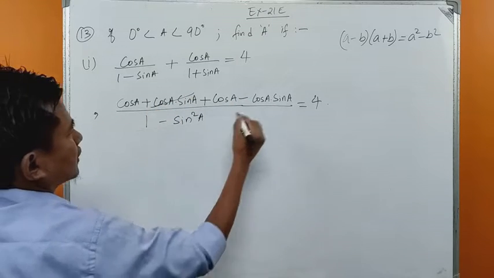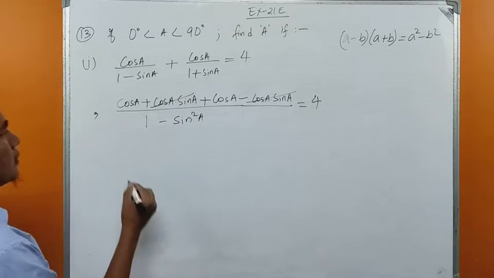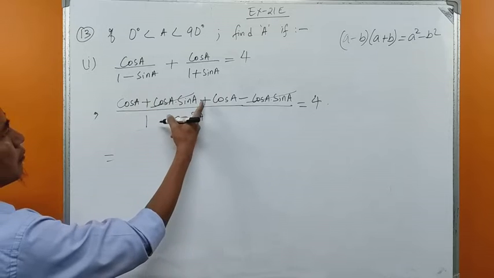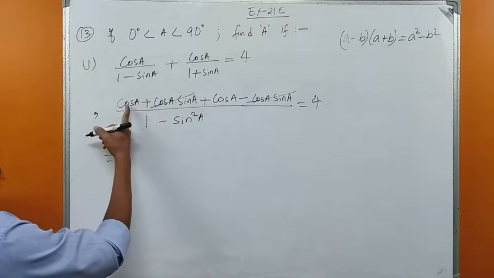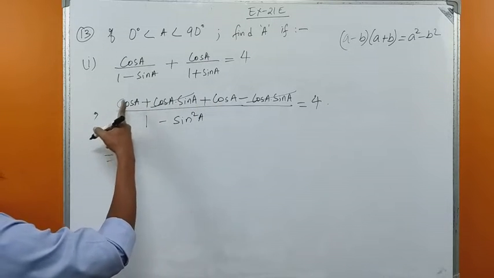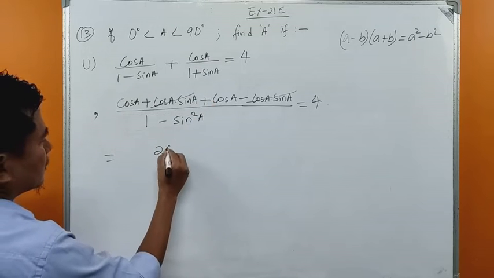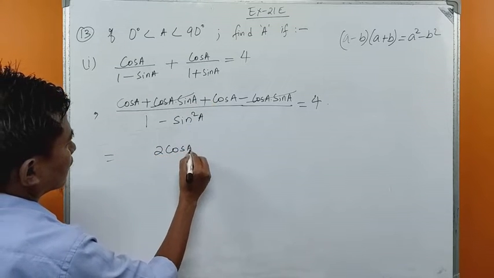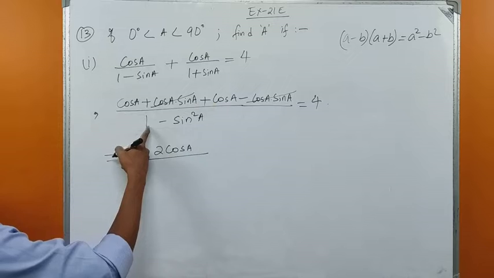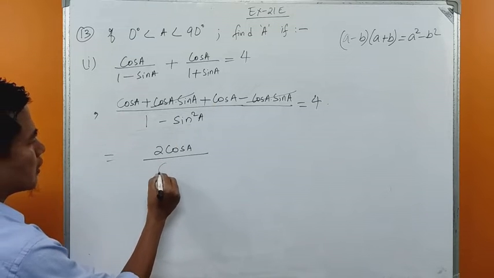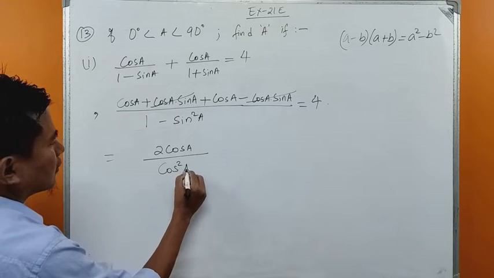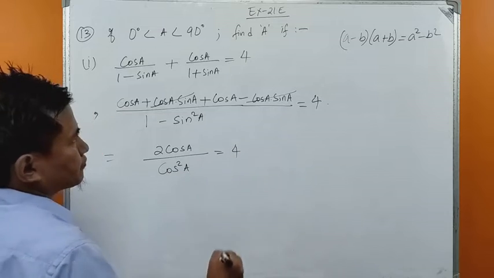So plus cos A sin A minus cos A sin A can be cancelled. So we have cos A plus cos A. This cos A is also plus and this cos A is also plus. Cos A plus cos A is 2 cos A. And in the denominator we have 1 minus sin square A.